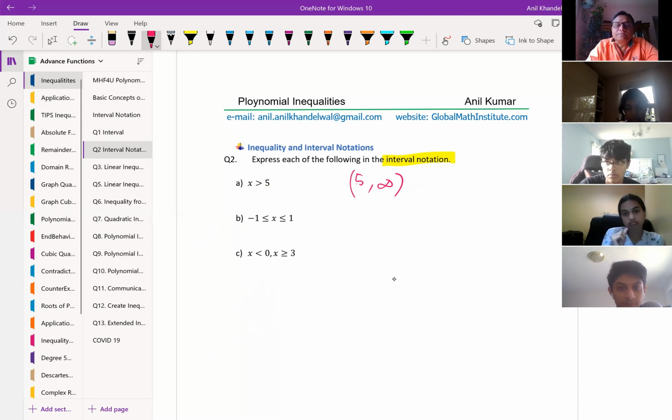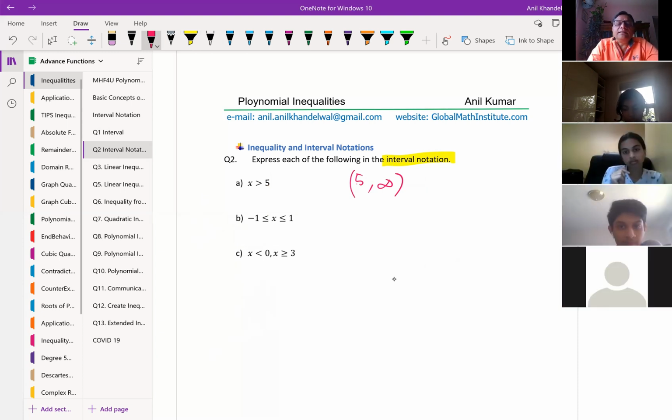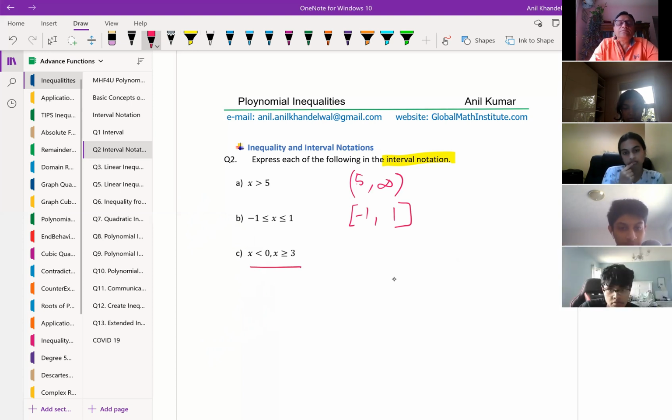The next one. How will you write the next one? From -1 to 1? You would use square brackets: -1, comma, 1. Correct. And then this one? x is less than 0 and x is greater than or equal to 3. So you start with an open bracket and then it's closed: minus infinity to 0, union, 3 to infinity. Is that clear to you?